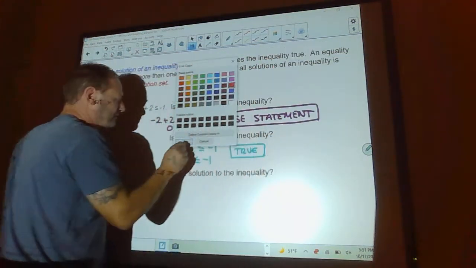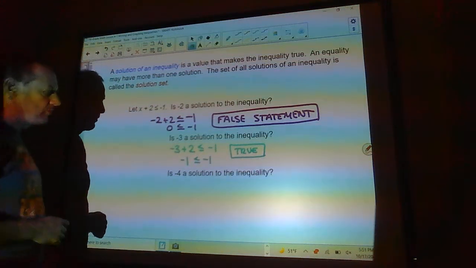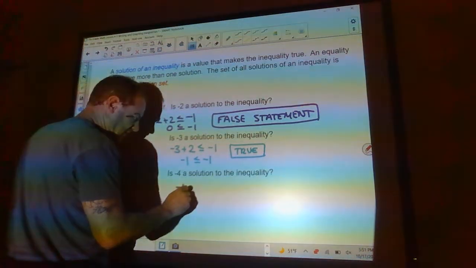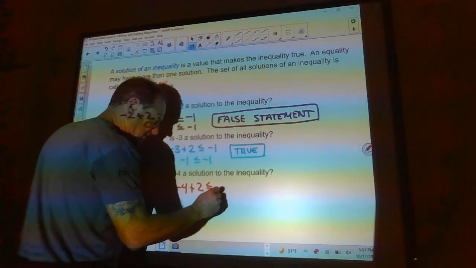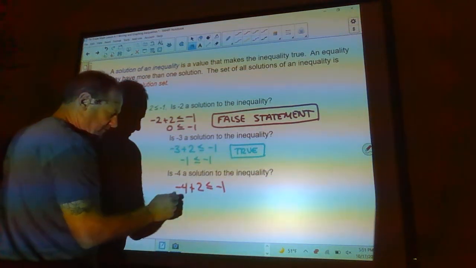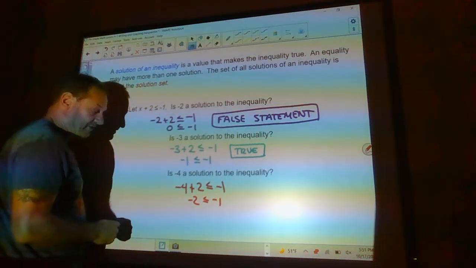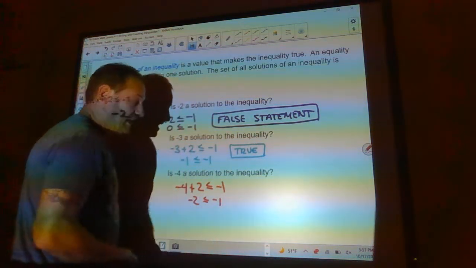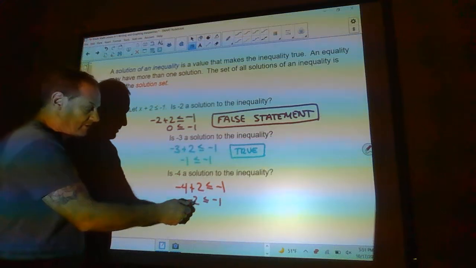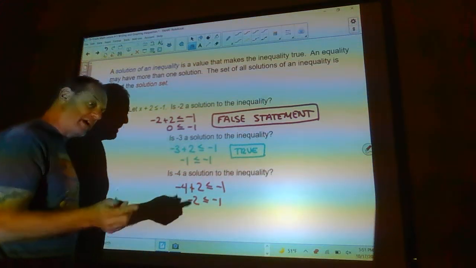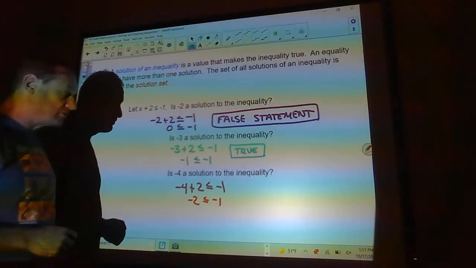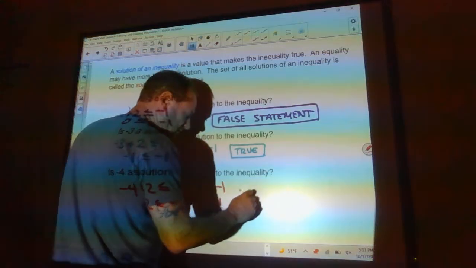Okay, let's check the last one here. Is negative 4 a solution to the inequality? So negative 4 plus 2 should be less than or equal to negative 1. This becomes negative 2. Negative 2 is definitely less than or equal to negative 1. Now, a lot of people think it's more than because 2 is a bigger number than 1, but you've got to think backwards with negatives. Negative 2 is smaller than negative 1. So this one also is true.